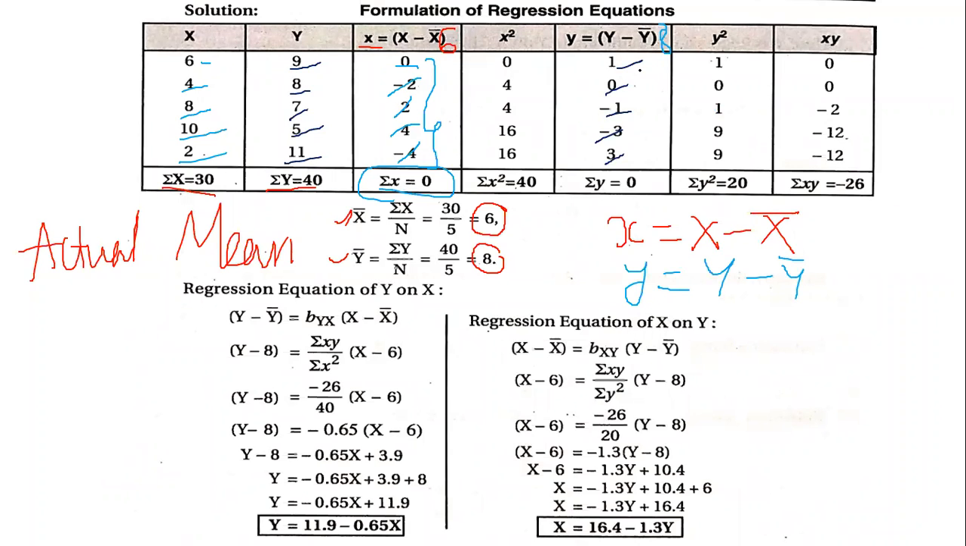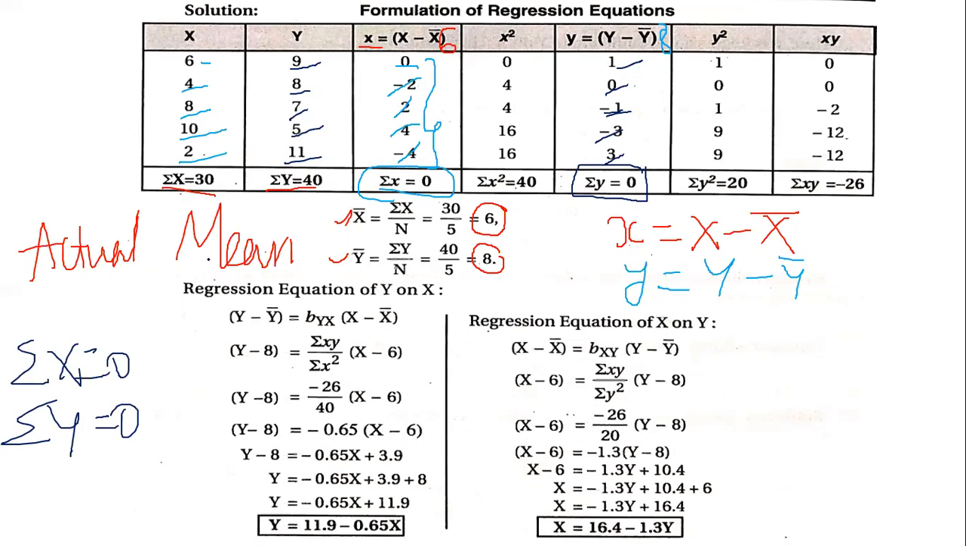So again, if you see here, 1 and 1 will get cancelled because plus 1 minus 1, then plus 3 minus 3, again sigma y is equal to 0. So sigma x also you will get as 0. Sigma y also you will get as 0.